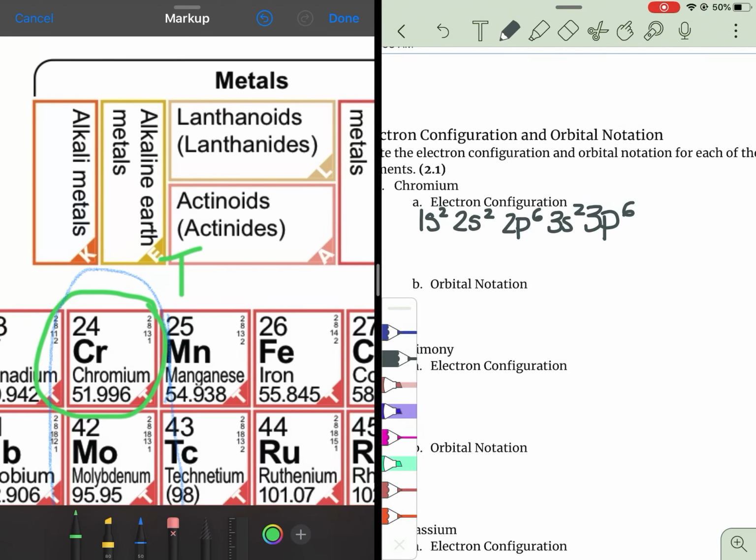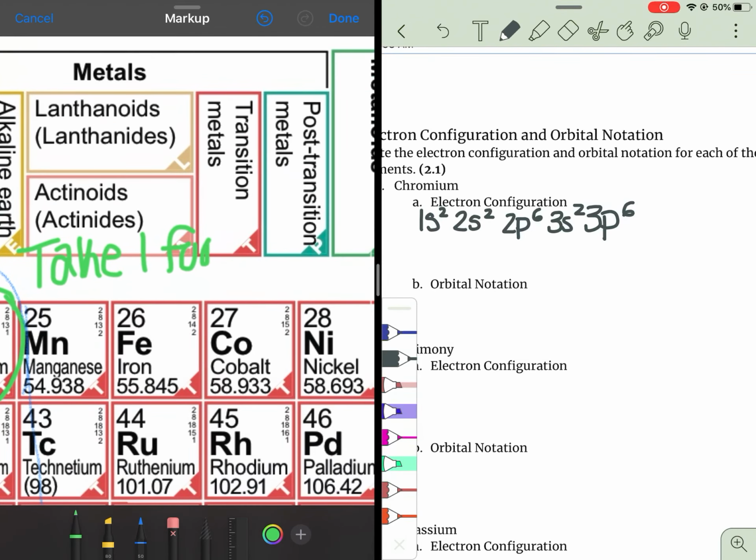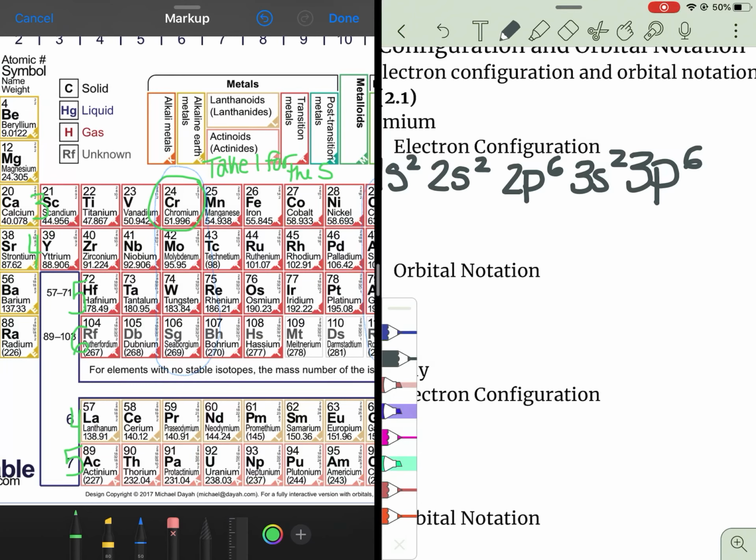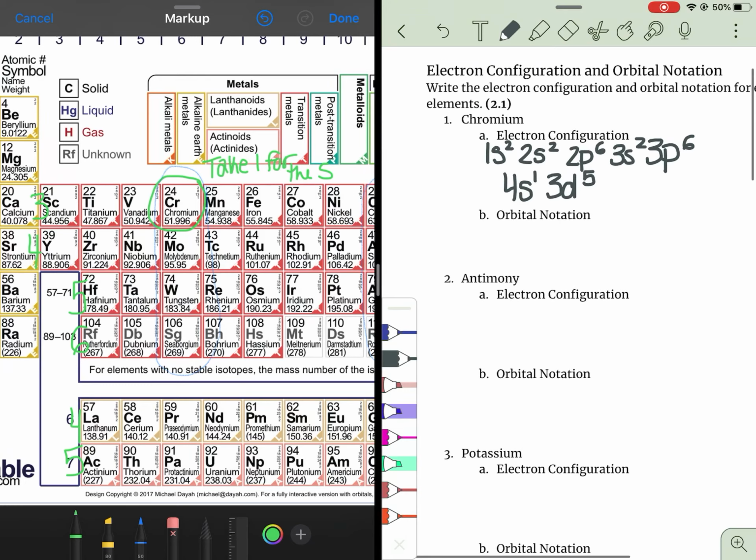What that means is that they're going to take 1 from the s to either be half full or fully full. So when I look at that, a lot of you wrote 4s2, 3d4. But that's not how it's going to be, because they're going to take 1 from the 4s to have a half full d. So it should really be 4s1, 3d5. That was the main error with that.